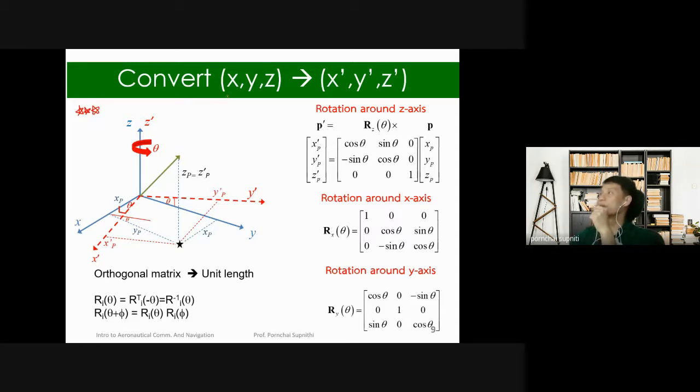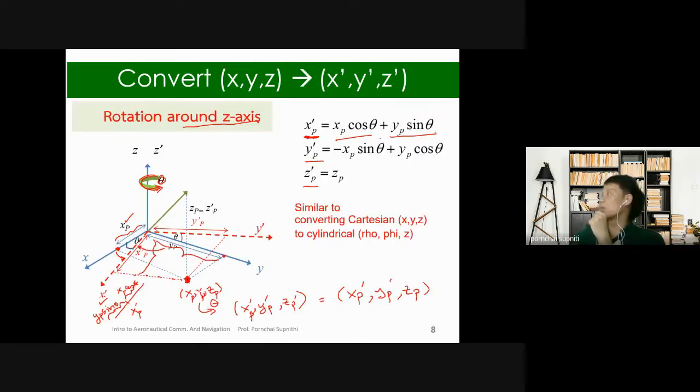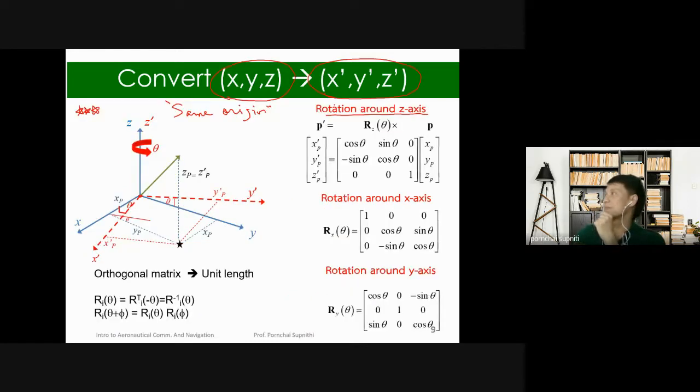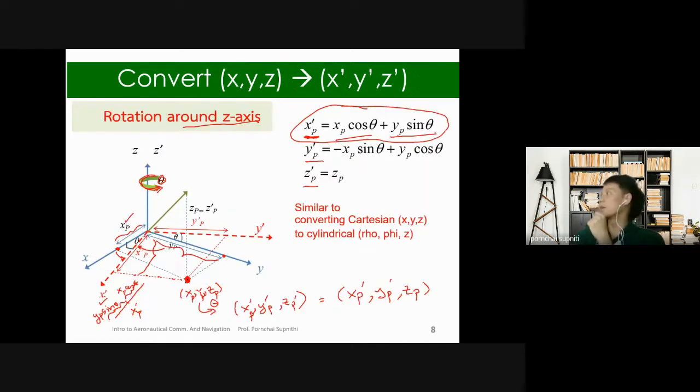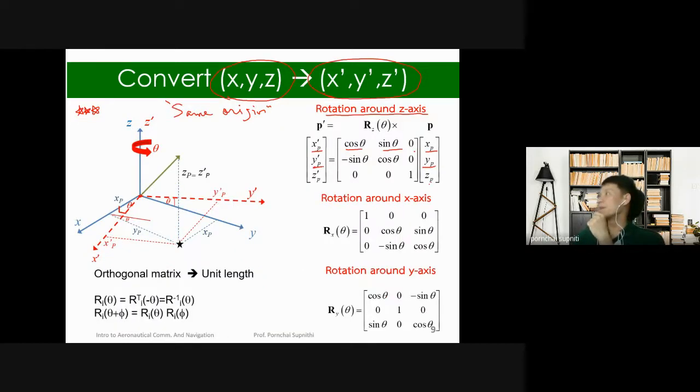If we try to convert from XYZ coordinate to a new coordinate where the origins are the same, we don't change the origin yet. In such a case, if we rotate around the Z-axis, we can write the equation on the previous page in a matrix form like this. So xp prime is xp times cosine plus yp times sine plus zero. This is from this equation. And yp prime is minus sine theta xp plus cosine theta yp plus zero. And zp prime is just zp. This is called a rotation matrix.